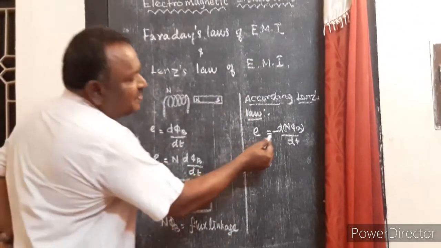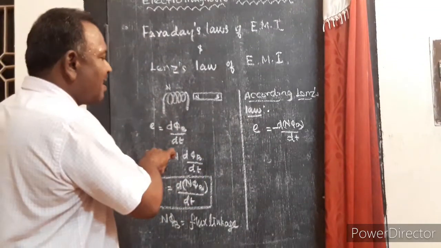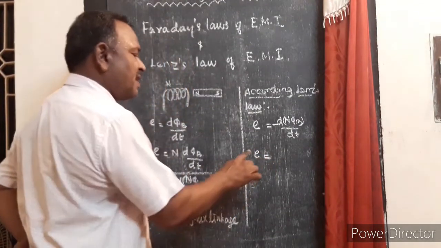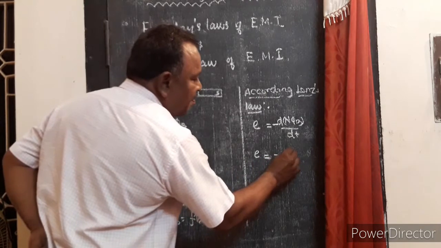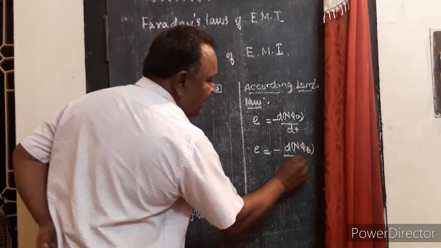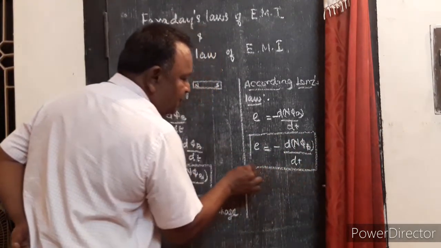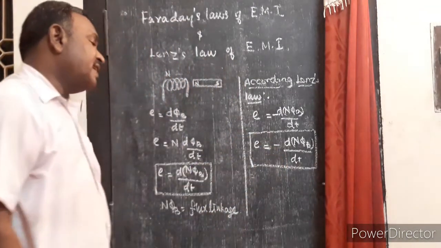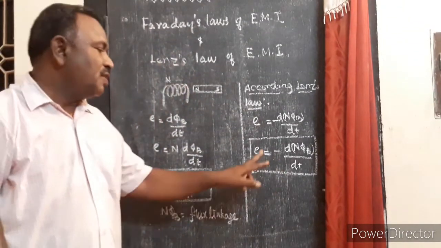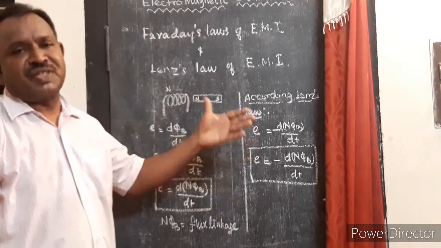So in order to infer that, we are putting a negative sign. Combining Faraday's law and Lenz's law, the expression for the induced EMF is given by E is equal to minus dφ by dt. This is the expression for induced EMF. This negative sign signifies the effect of Lenz's law. The induced EMF and the change in the magnetic flux are opposite to each other.